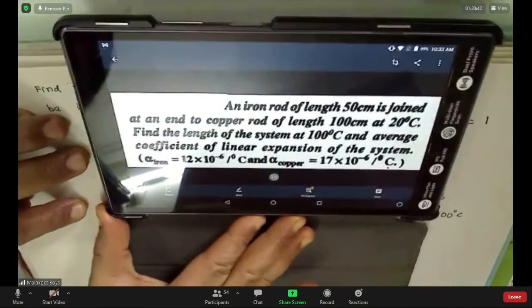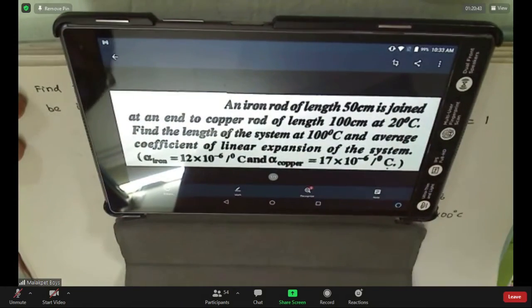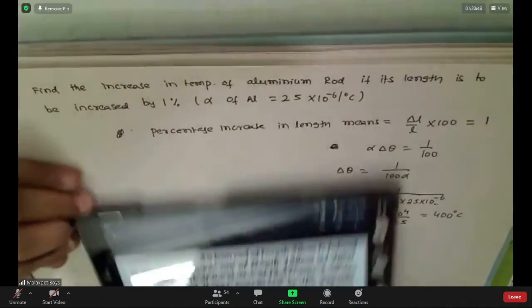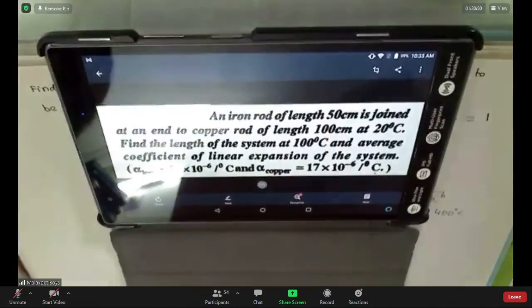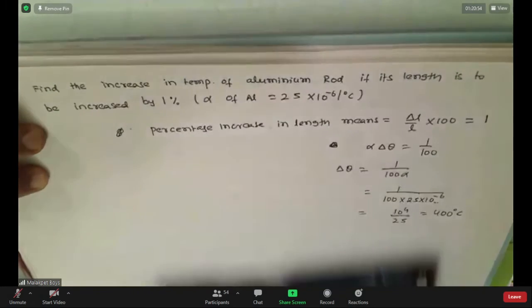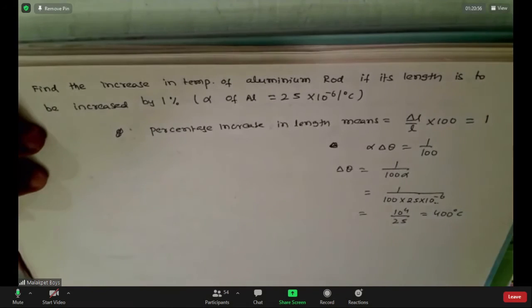The denominator, 10 power 4 by 25, na, sir. This is correct only, man. Sir, this 4,000. 400 is correct. Sir, 4,000 will come. No man, it will be 400 only. Take care, Max.